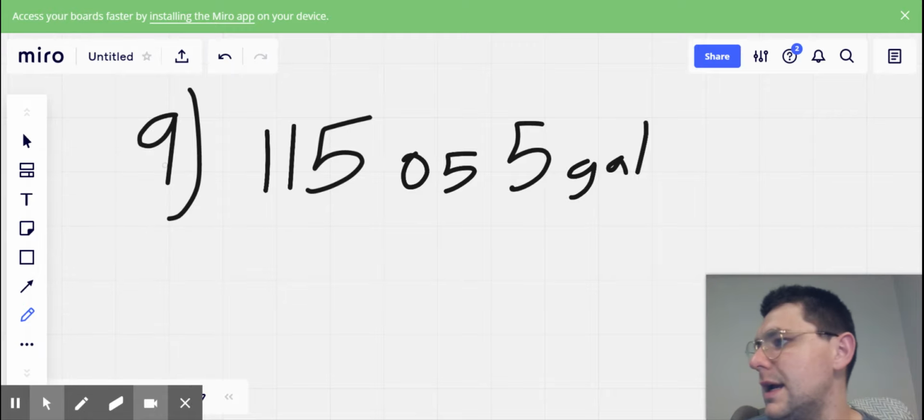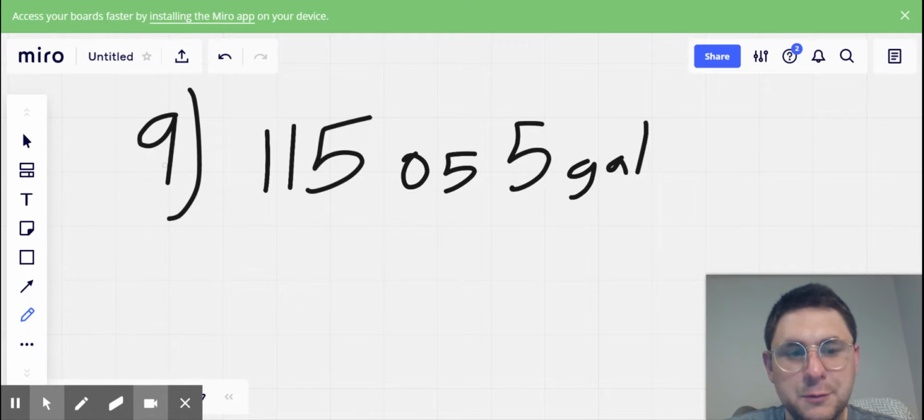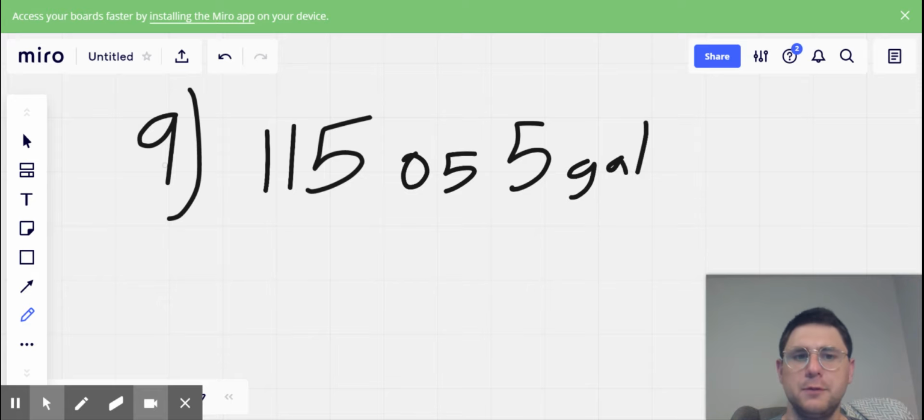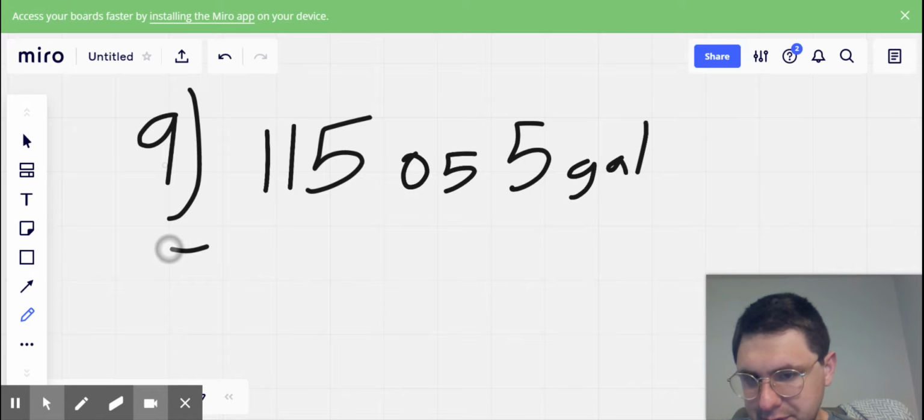Instructions for this one say, express each phrase as a rate and a unit rate. Round your answer to the nearest hundredth. So for the rate part, we're just going to put it as a fraction in the most reduced form that we can. And then for the unit rate, we're actually going to divide to find a unit rate. Okay, so let's start by writing this out as a fraction.